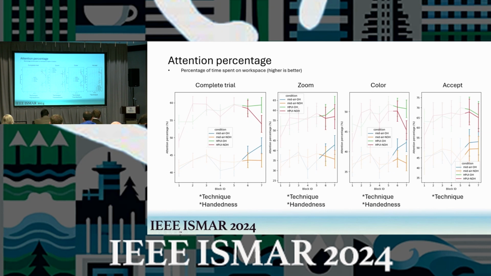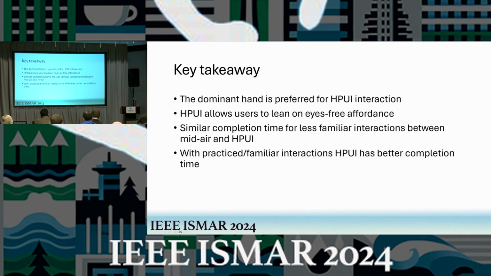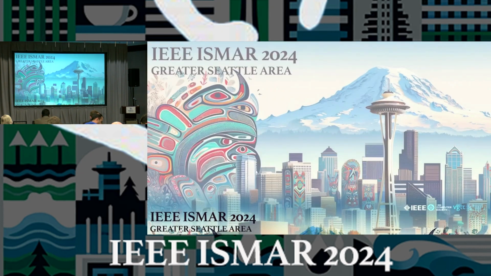So the key takeaways from our work are the following. The dominant hand is preferred for secondary interactions. And it was the case with HPUI and media as well. The second is that HPUI allows users to lean on the eyes-free affordance. And when it comes to less familiar or novice-like functionality, HPUI and media have similar completion times. Whereas when it comes to more expert or familiar functionality, HPUI actually performs better as the users can lean on the proprioceptive and tactile feedback and need to pay less visual attention. Thank you.